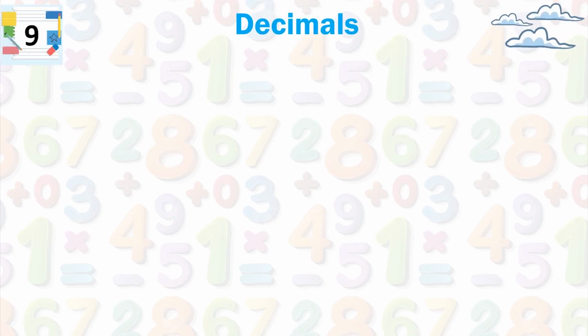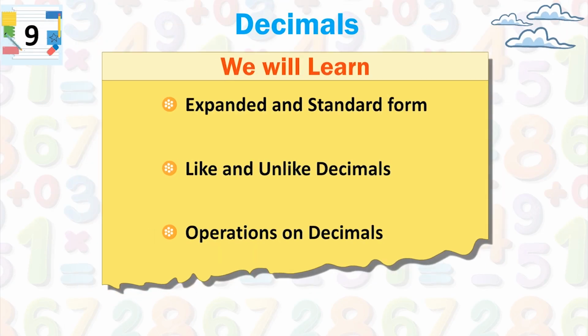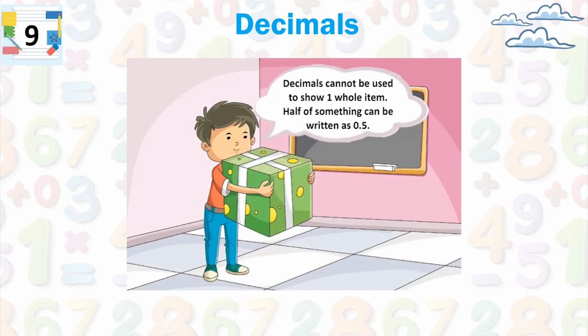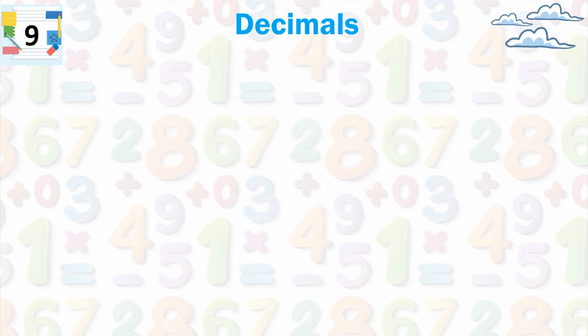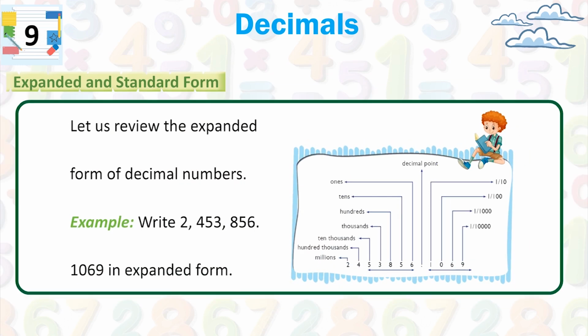Chapter 9. Decimals. We will learn expanded and standard form, like and unlike decimals, operations on decimals. Decimals cannot be used to show one whole item. Half of something can be written as 0.5. Expanded and standard form. Let us review the expanded form of decimal numbers.